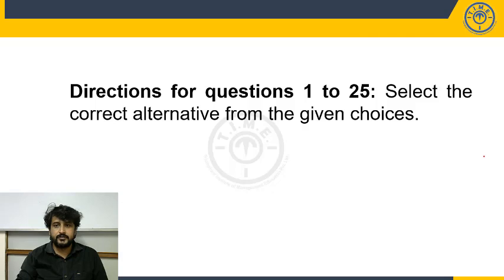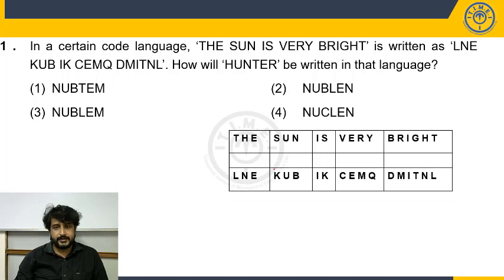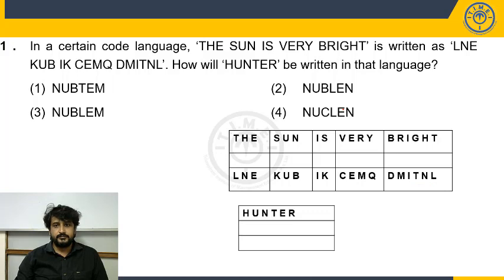We have given 25 questions as per the exam pattern. Question number 1, which is coding and decoding. In a certain code language, "the sun is very bright" is written as LNEKUBIKCEMQDMITNL. Now the question asked is, how will "hunter" be written in that language?